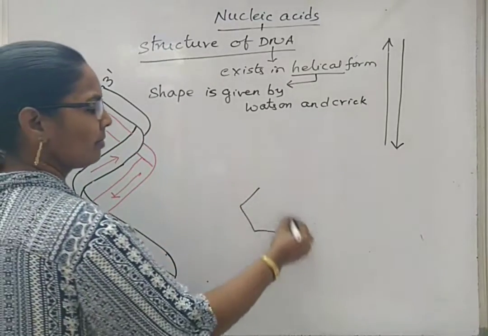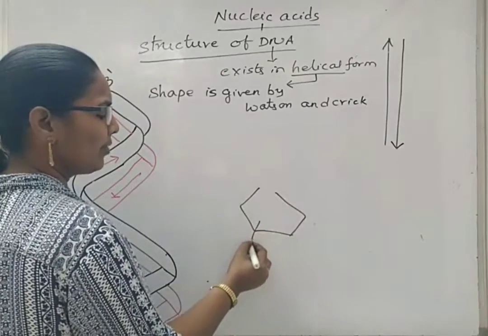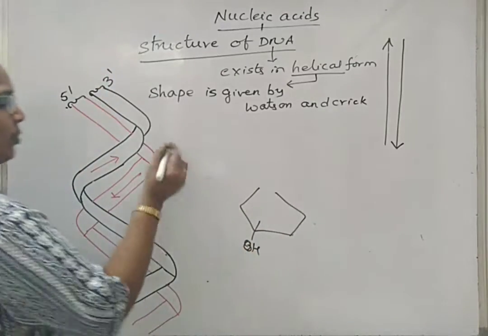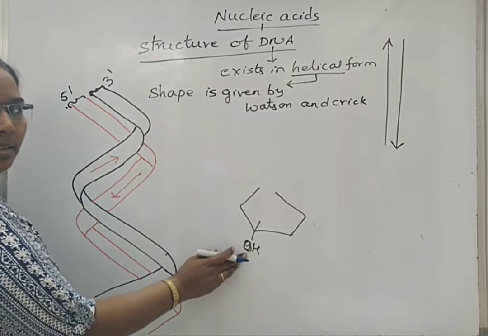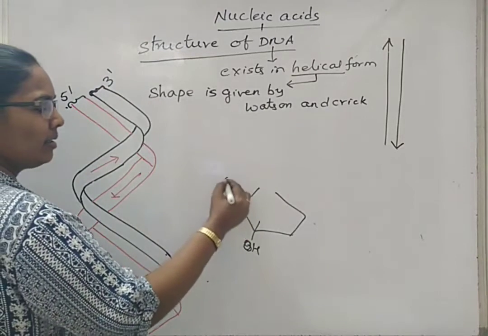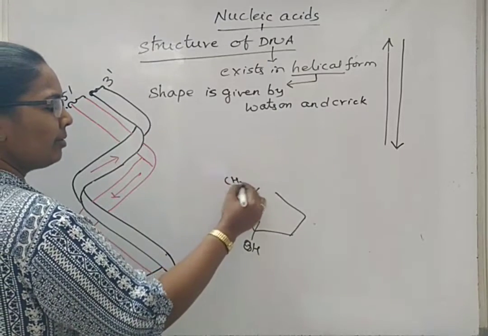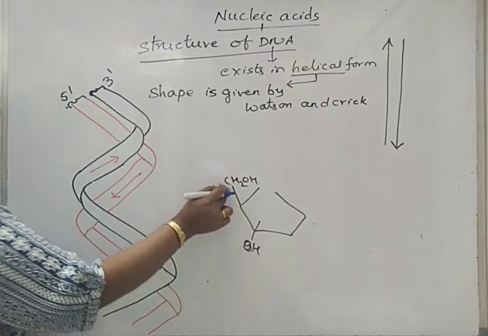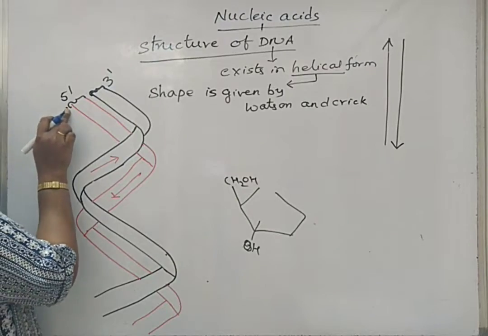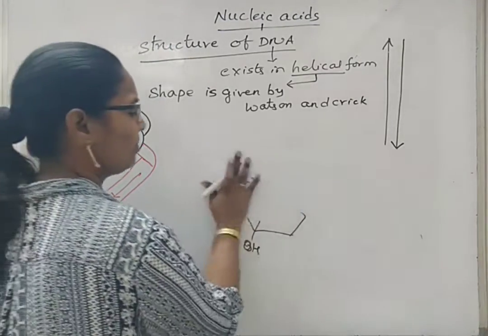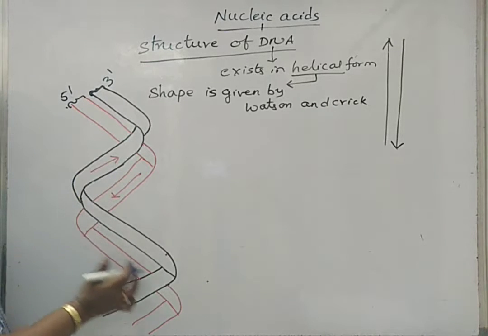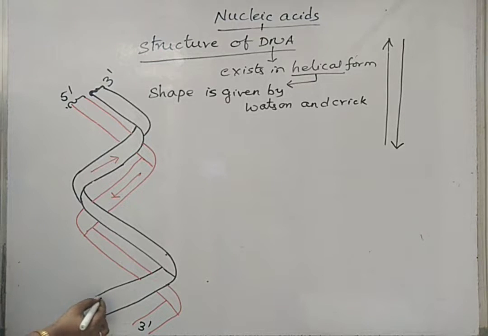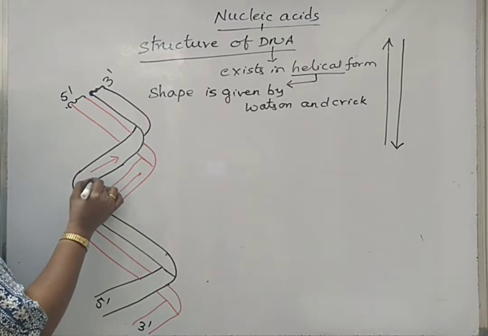Means if this is the pentose sugar, if third carbon is having OH group, if this is present here, then we call it as 3', and at fifth position we have CH2OH. If that area is present here, then we call it as 5'. So if it is 5', then the opposite end we should represent as 3', and for this one as 5' for dark or black colored strand.